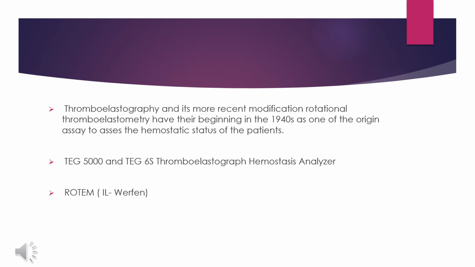Thromboelastography, or the TEG 5000 and the TEG 6S, and its more recent modification, the ROTEM, or the rotational thromboelastometry, have their beginning in the 1940s as one of the original assays to assess the hemostatic status of patients.